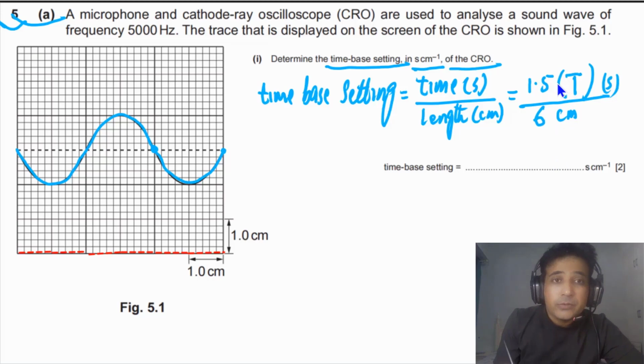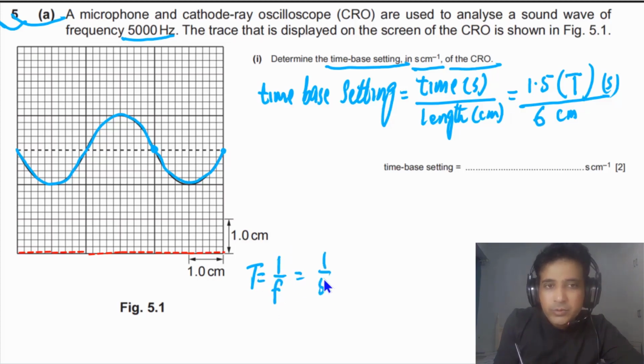Now we need to find out the time period. Frequency is given to us. So we can say time period will be equal to 1 over frequency. And frequency is 1 over 5,000. If we solve this, we will get the answer 2.0 times 10 to minus 4 seconds. So this is the value of the time period.